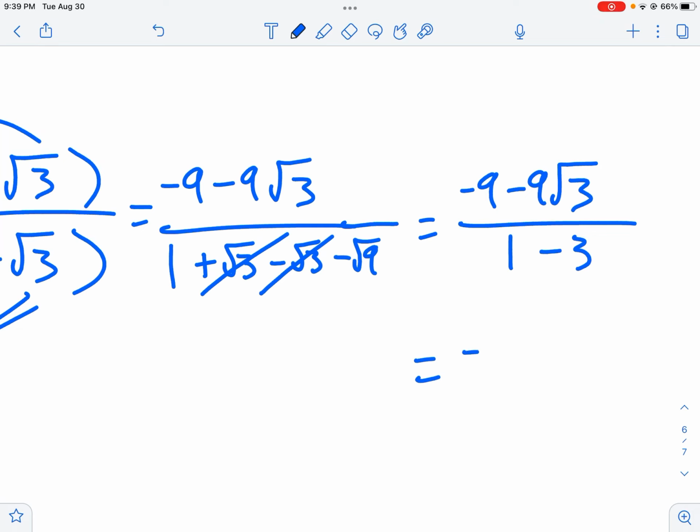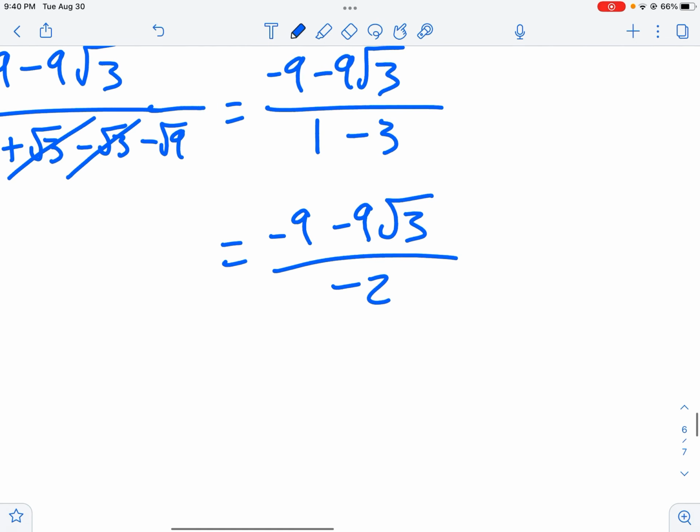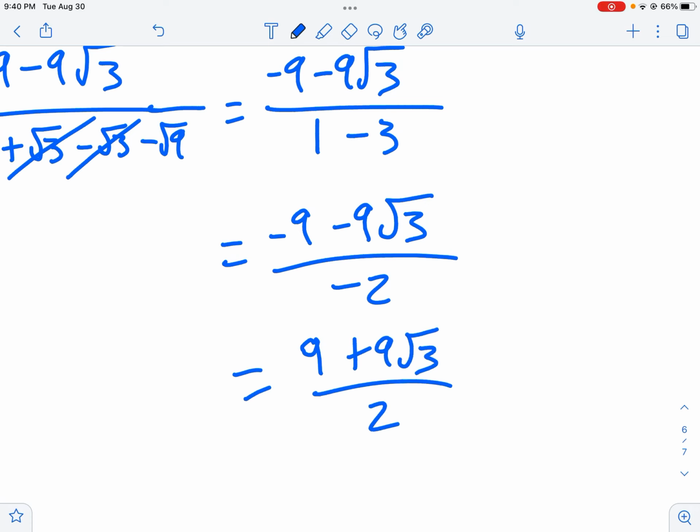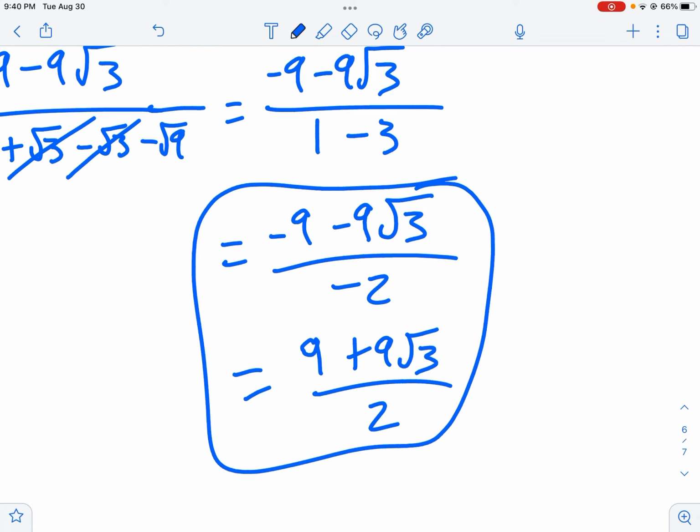And we're going to do a little bit more simplifying. You get this, and on bottom we got negative 2. I'm okay if you leave it like this, but if you really don't like all this negative stuff, you can turn them into positives. And then we got 9 plus 9 root 3 over positive 2. Not a huge difference there, so either of those answers at the end would be okay.